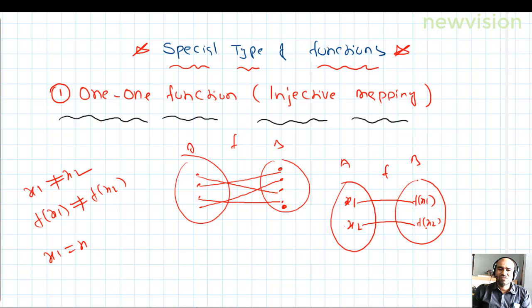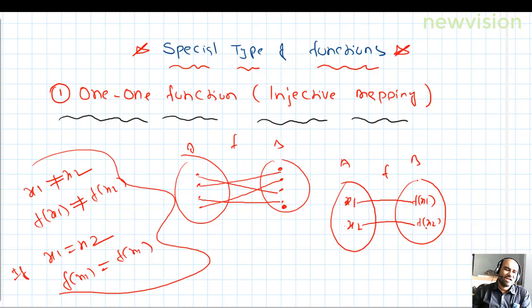What is the meaning of this? If these two coincide, these two should coincide. That's the way I can write: X1 equal to X2. If X1 equal to X2, then f of X1 should equal f of X2. Then only the given function becomes a one-one function. This is the condition for a one-one function. What is the definition? Different elements of the domain should be paired with different elements in the codomain. Then such a function is called a one-one function.